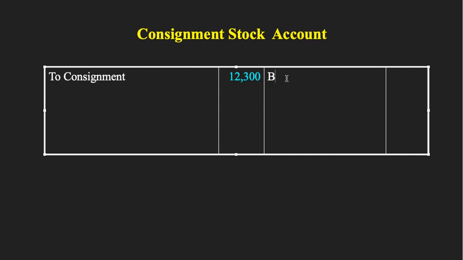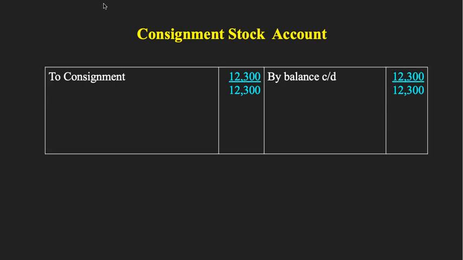Here we are going to write down by balance carried down. How much is the amount? Again 12,300, right? So we are going to close this account with 12,300, and again here 12,300, right? So this is our consignment stock account, and after that we are going to prepare the last one, which is the abnormal loss account.